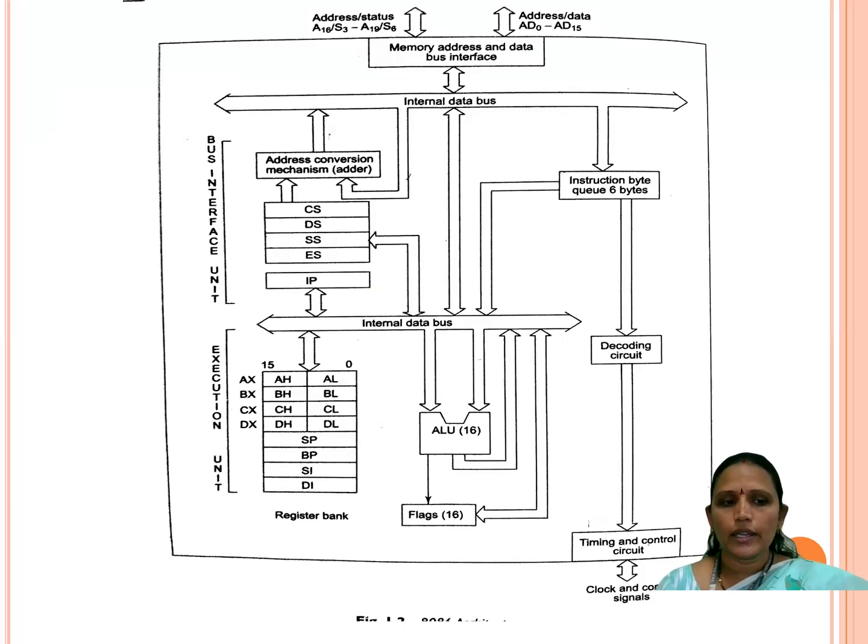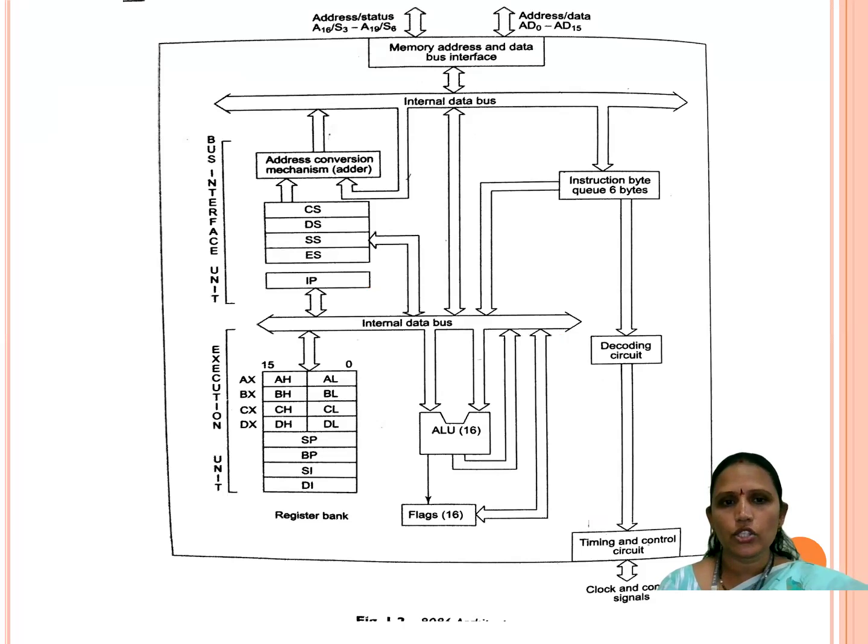The instruction pointer is indicated by IP. It points to the next instruction to be fetched. The 8086 consists of 4 segment registers: the code segment, data segment, stack segment, and extra segment.